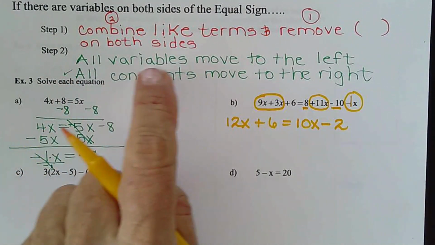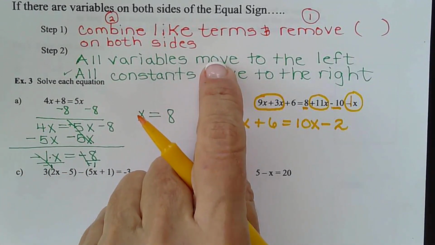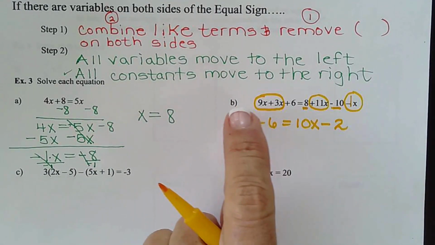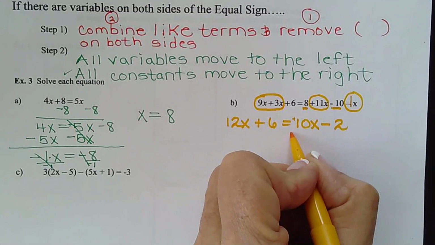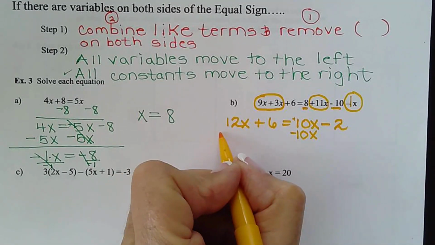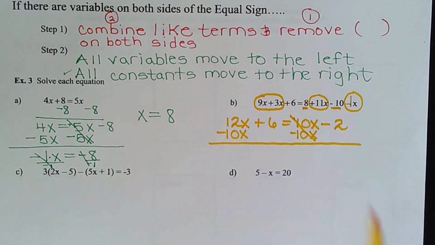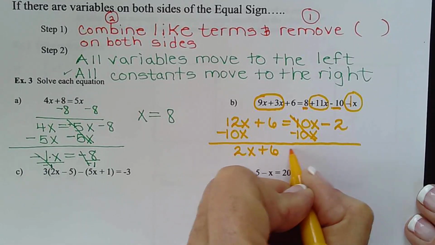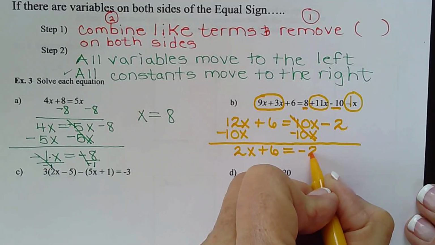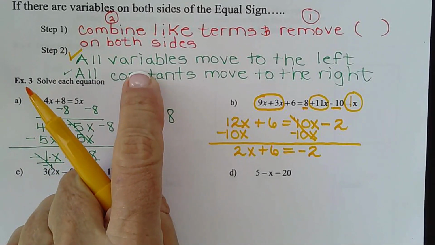And like I said, I almost always, except for this scenario, move my variables first. So I need this on the left. So again, it has a plus sign in front, so to move it over, I would subtract 10x and put it underneath its like term on the other side. So 10 minus 10, 0. 12 minus 10, now I have 2x plus 6 equals negative 2. So this step's done. All variables have been moved to the left.